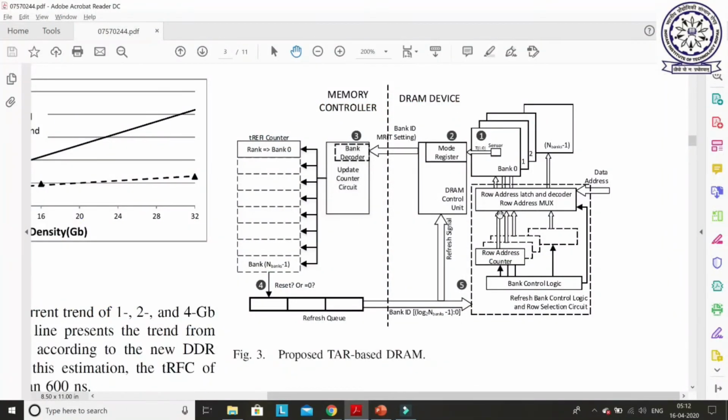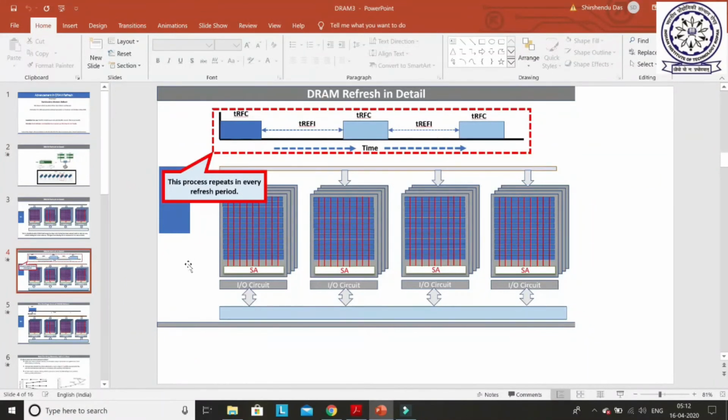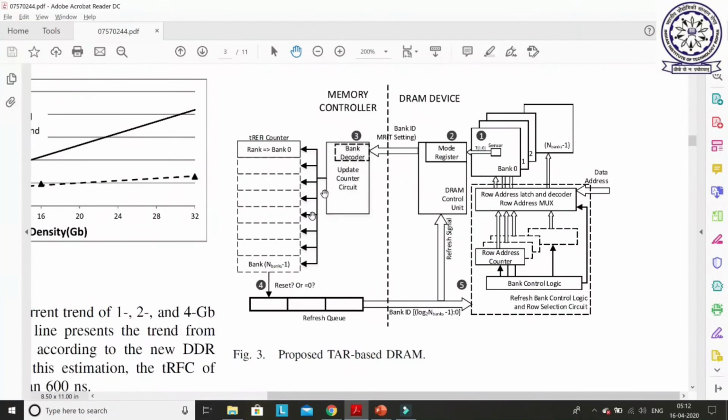So how to handle this here? What I explained earlier is that one refresh interval counter and one row counter is enough for the entire rank. But this is not possible here, since each bank will have a different retention time, so a refresh interval counter is required for each bank separately. That's why all these refresh interval counters are required: one for each bank in the rank. Plus the row counter also.